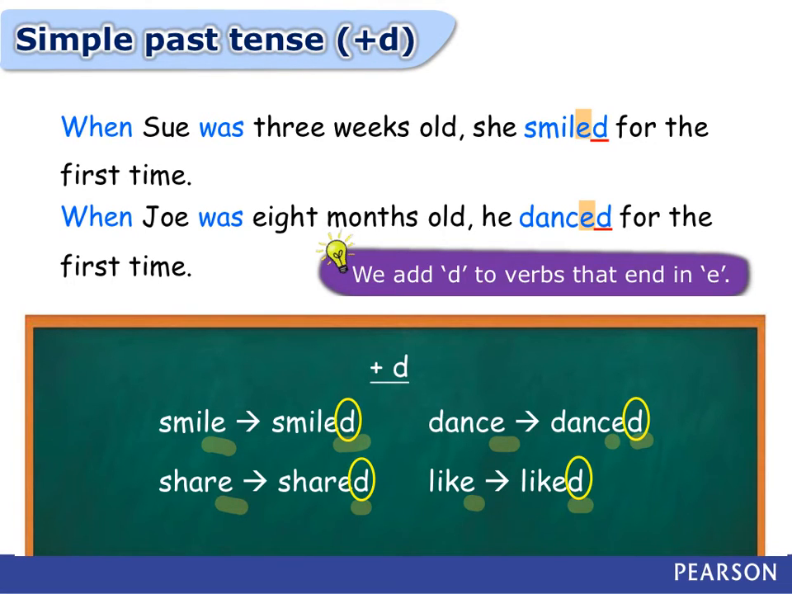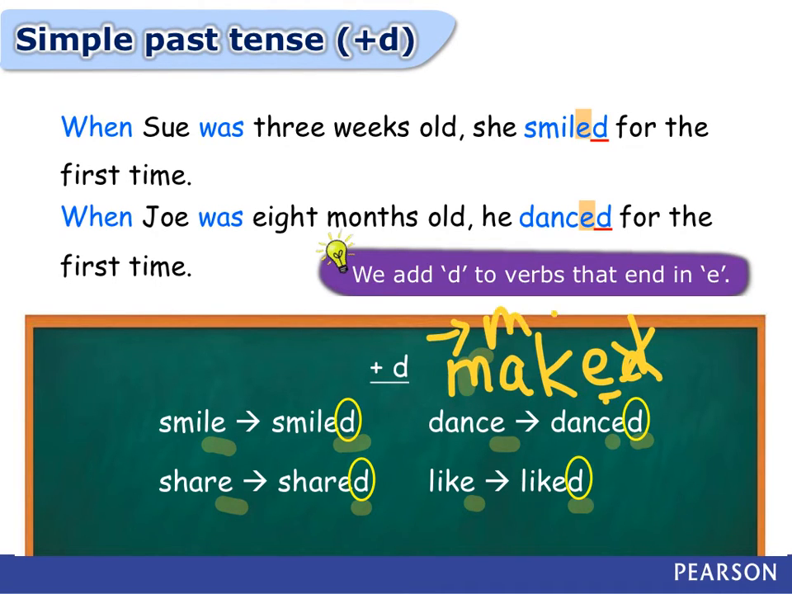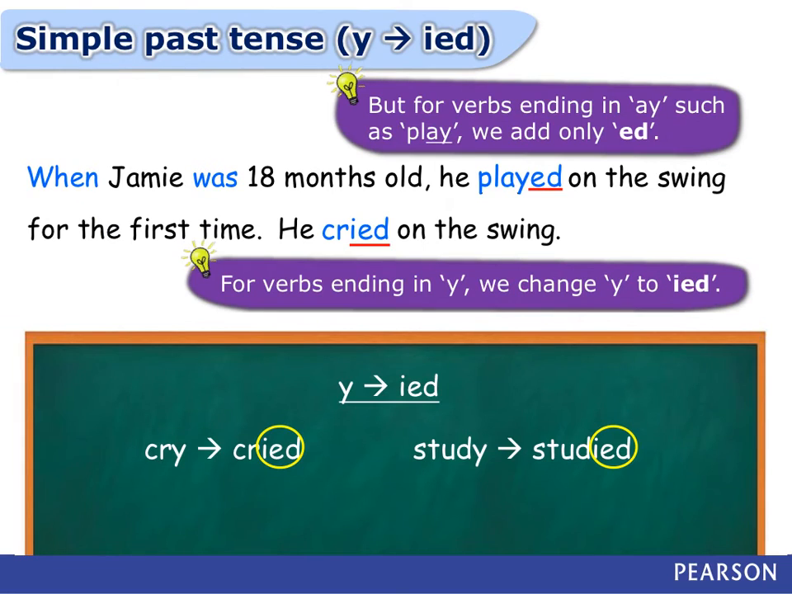But remember, it's not always true. For example, the verb make also ends with e, but we cannot add d, right? To change it into past tense, the past tense of make is made. So there are some rules to follow, but these rules cannot be applied to everything. So I'm sorry, we have to remember very specifically how each verb changes to past tense.